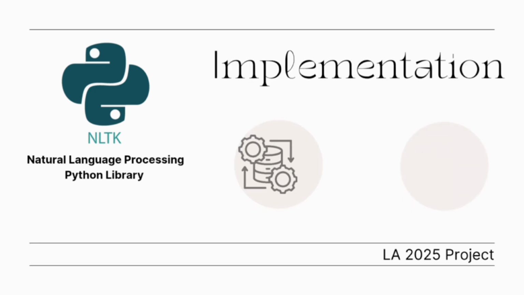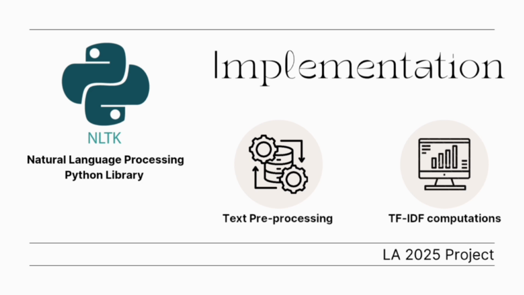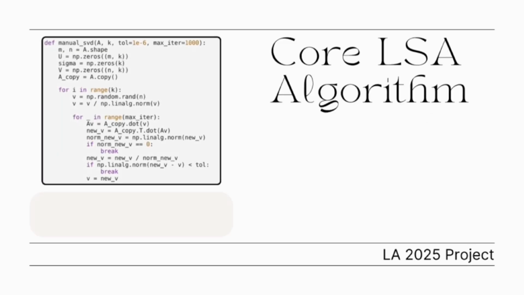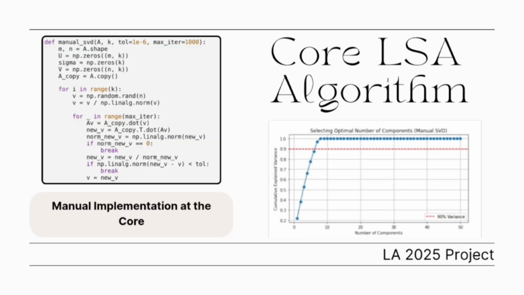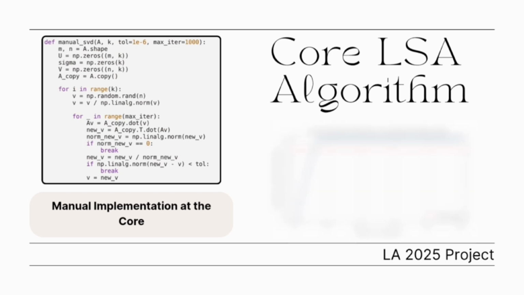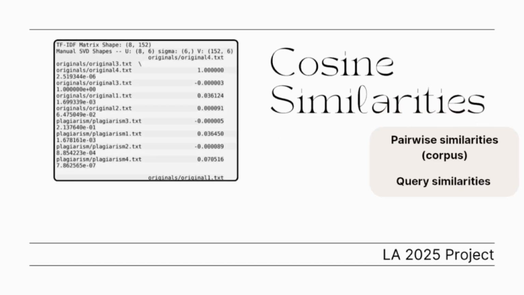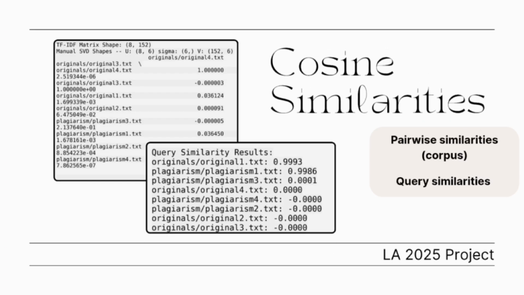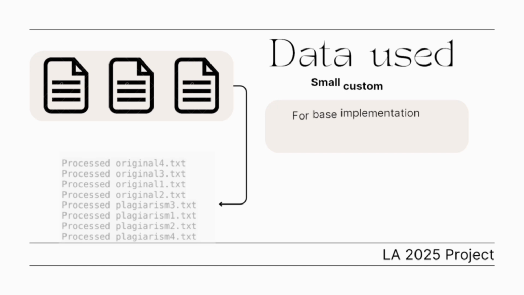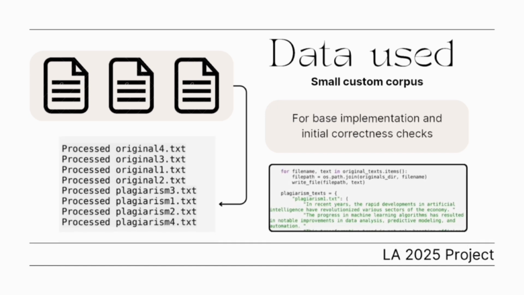It helped with text preprocessing and the TF-IDF weights computation. Then we used a manual implementation of SVD at the core. The code provides a visual representation of K, which captures the chosen amount of variance, and then at the very end, it shows the cosine similarities, either between the corpus itself or between the corpus and the chosen query from the user. While implementing, 3 various corpuses were used.